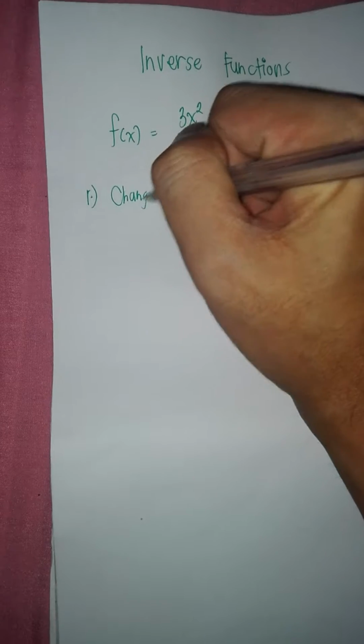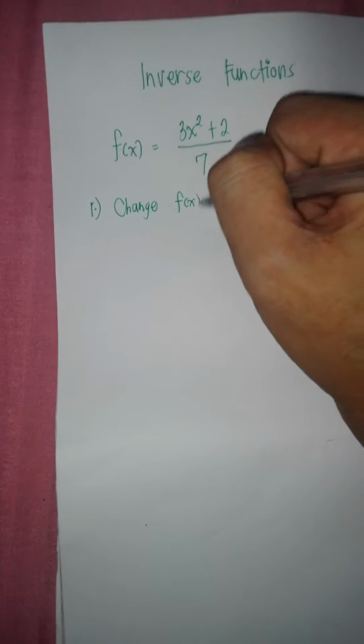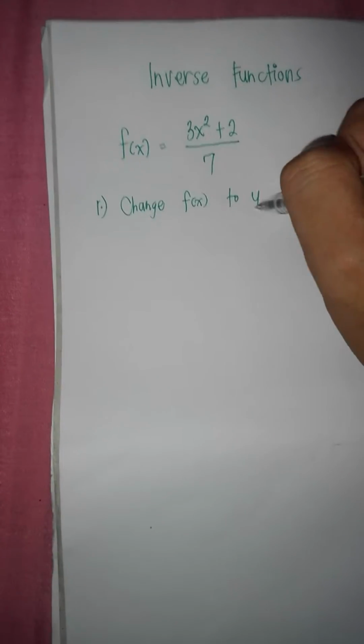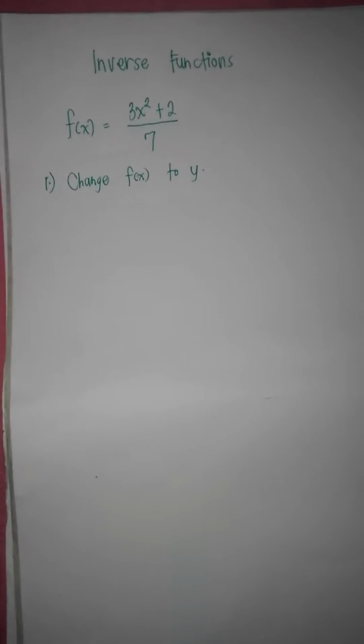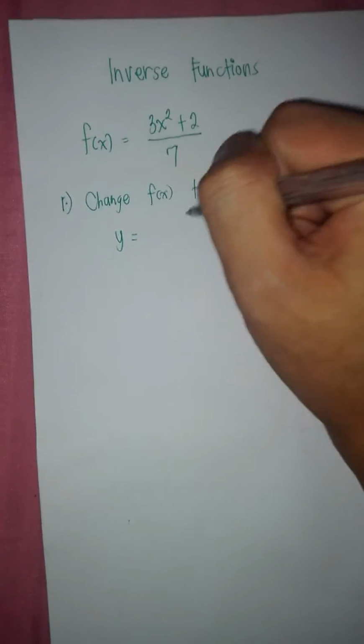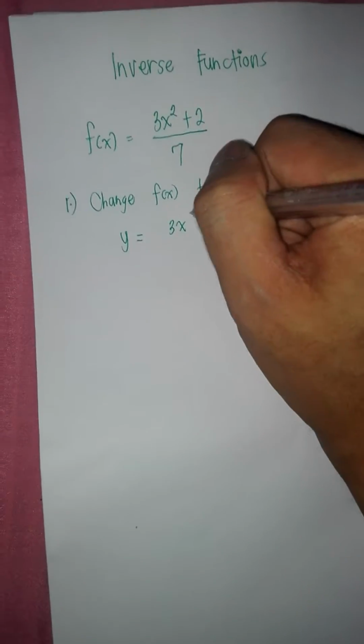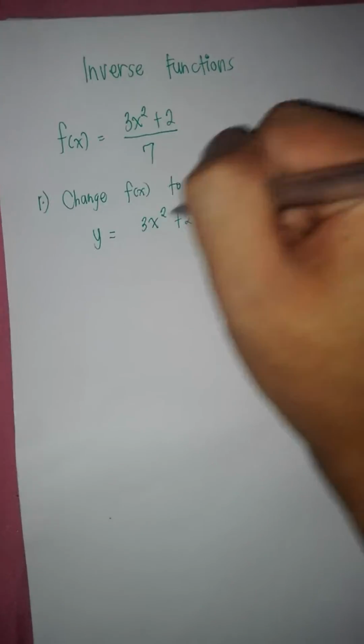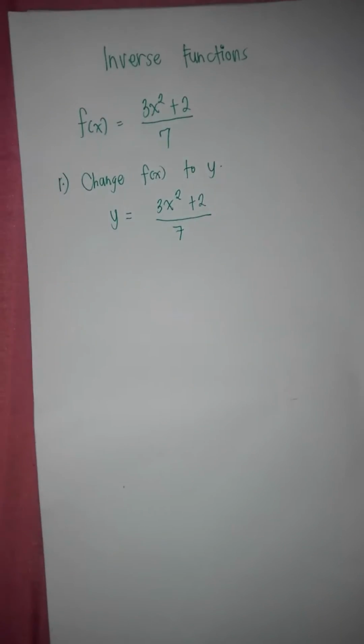The first one is to change f of x to y. So this f of x here will become y. Generally, it will become y equals. Then you will just copy the other side, all over 7.